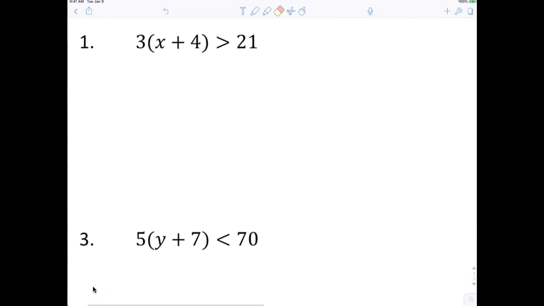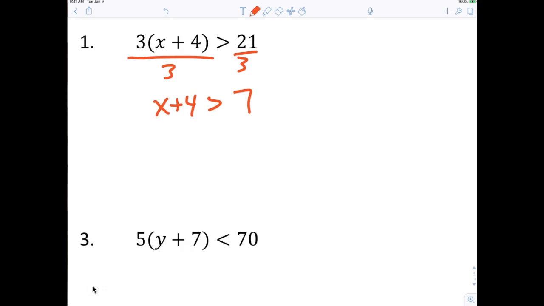For number 1, just to get you on the right track, what should I do first? Distribute. No, I'm not wanting to distribute here. The reason, yeah, I can divide by 3. It just makes the problem easier. Hey, does everybody understand why I can divide by 3 here? Because 21 is divisible by 3. So I'm going to divide by 3, divide by 3. So x plus 4 is greater than what? 7.